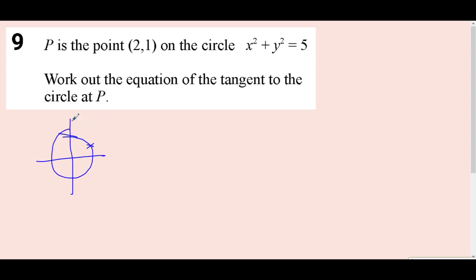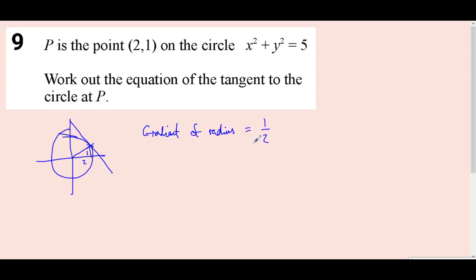So we want the equation of the tangent, we want the equation of the line that touches that circle at that point. So the first thing that we need is the equation, or the gradient at least, of the radius, because we know that the radius and the tangent meet at 90 degrees. The radius goes 2 squares along, 1 square up. So the gradient of the radius is going to equal a half.